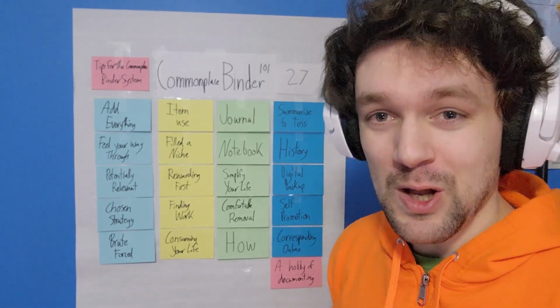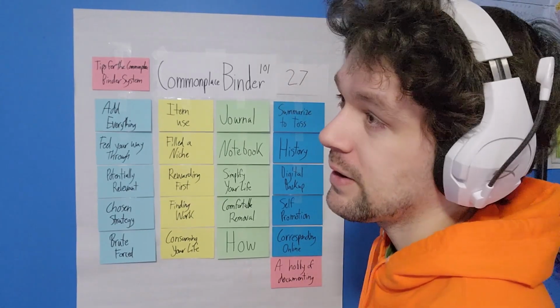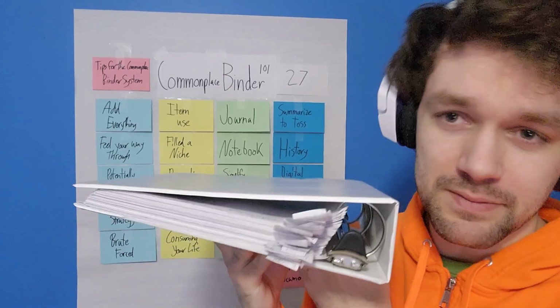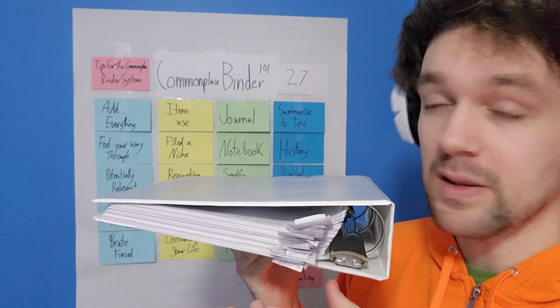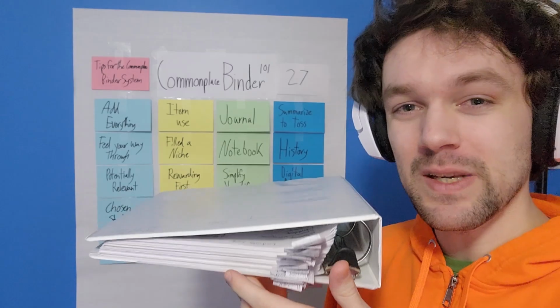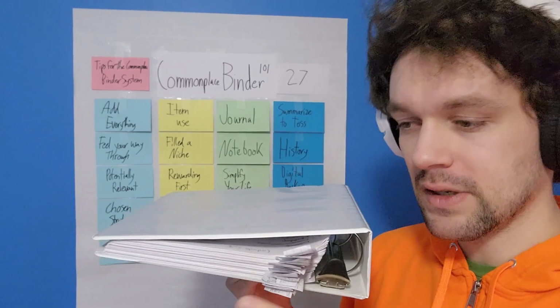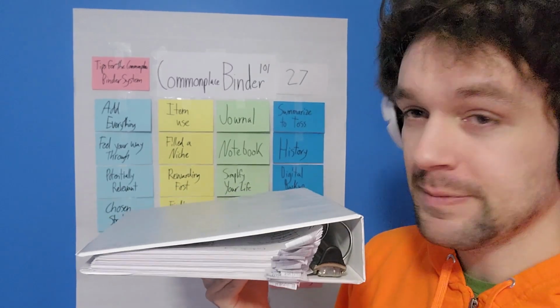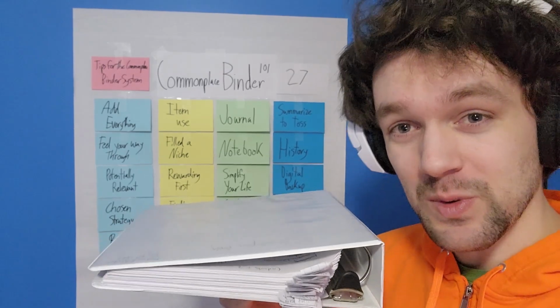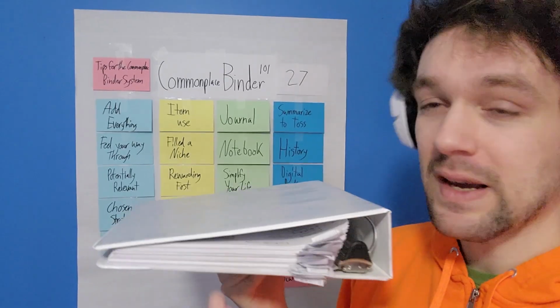Simplify your life with the Commonplace binder system. Now, I actually did substantially simplify my life at the beginning. Right after the beginning, I created problems for myself, and then after that, I made it easier. But that midsection was quite a problem. So how does this simplify your life?